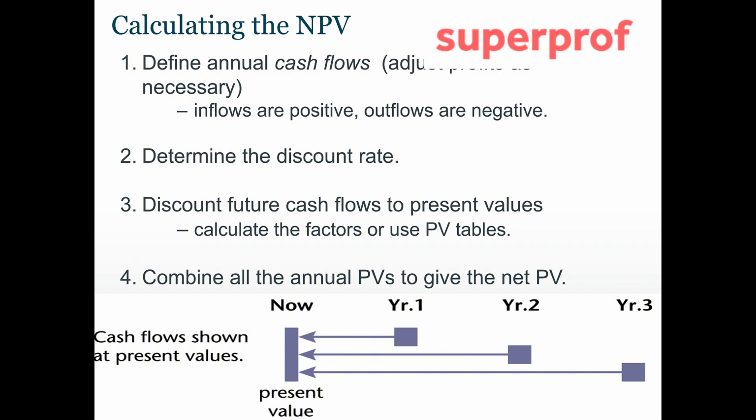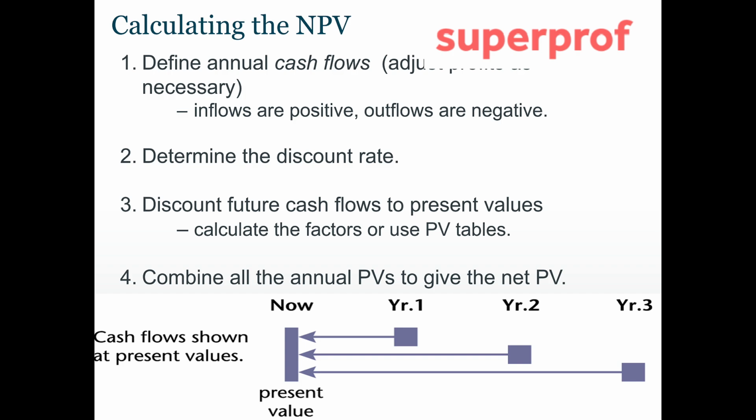The first step is to define the annual cash flows. Obviously, profit is not cash flow, so you will need to transfer it to cash flow. When money comes in, it's so-called inflows. Inflows are positive. When money goes out, for example, when you pay something, it's so-called outflows. Outflows are negative.